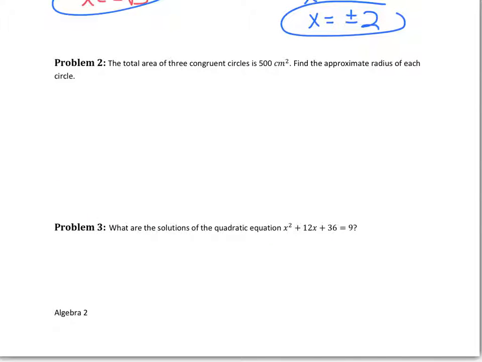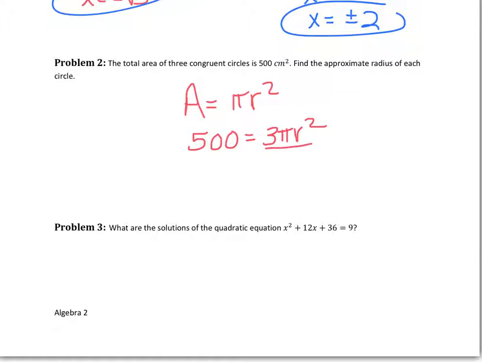Problem 2, it says the total area of 3 congruent circles is 500 centimeters squared. Find the approximate radius of each circle. Okay. So, your formula is area is equal to pi r squared, and you have 3 of those. So your equation is 3 pi r squared equals 500.